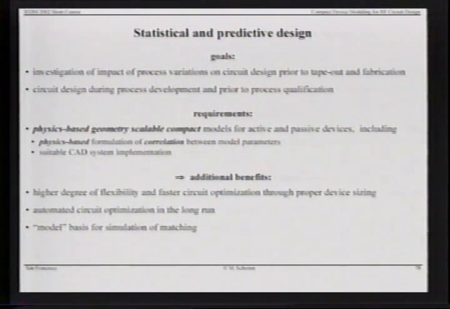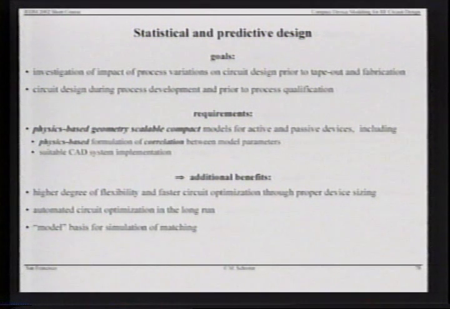And the requirements here in order to do statistical design is really that we have physics-based, geometry scalable compact models available so that we can run circuit simulation and include process variations within those models rather than having to go through complicated numerical simulations. And the additional benefits by using those types of compact models are that we have a higher degree of freedom from a design point of view. We can do optimization. Design is a lot about sizing the transistors properly, choosing the right width and length and aspect ratio.